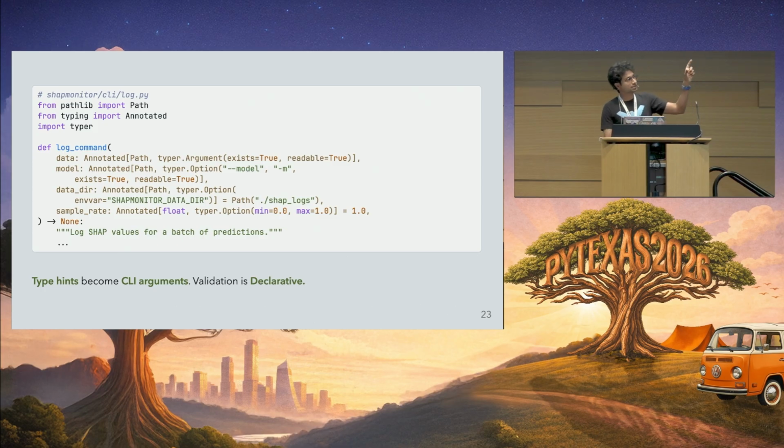In the case of data, you can see that it's a typer.argument, which means that it is a required argument. There are some things there, like exists and readable, which are very important. The exists means that there is an auto-validation that checks if the path even exists in the first place. Readable basically means auto-validation of whether the file or directory is even readable, to the machine or to the user. And then there is also a shorthand for the model, where you can use the flag --model or just -m. Again, the same things, exists and readable.